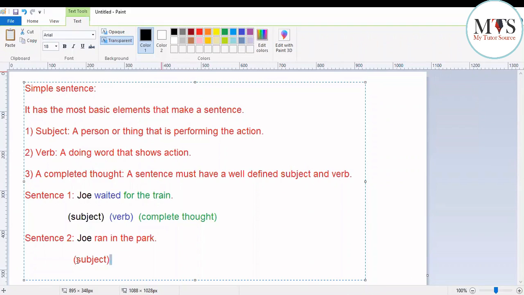What about the verb? Verb, ran. That's right. Can you identify the complete thought? In the park. Yes, that's right.